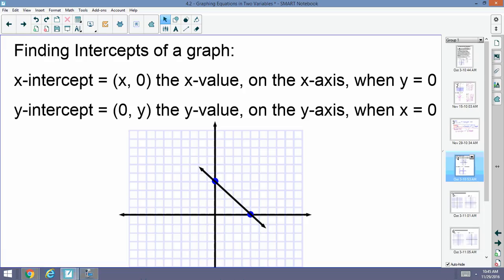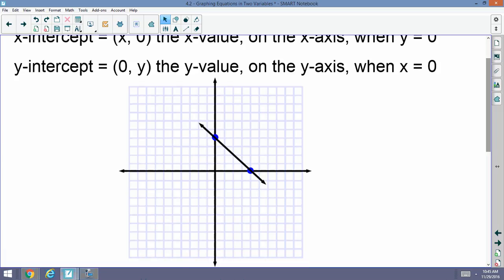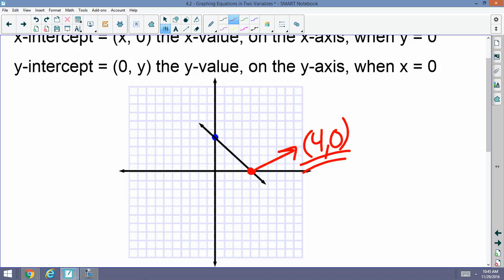So let's find intercepts. When you're looking for an intercept, you have either the x-intercept or the y-intercept. The x-intercept is the x value on the x-axis when y equals 0, period. It's that simple. The y-intercept is the y value on the y-axis when x equals 0. This guy right here, that's my x-intercept. That particular point right there is 1, 2, 3, 4, 0. It's the x-intercept because it's the x value when y is 0.